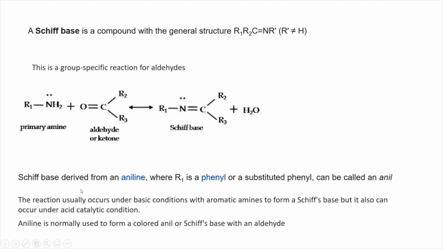A Schiff base derived from an aniline, where R1 is a phenyl or a substituted phenyl, can be called an anil. The reaction usually occurs under basic conditions with aromatic amines to form a Schiff base, but it can also occur under acid catalytic conditions. Aniline is normally used to form a colored anil or Schiff base with an aldehyde.